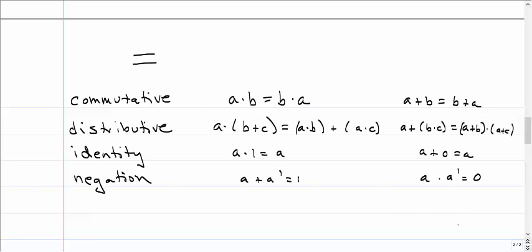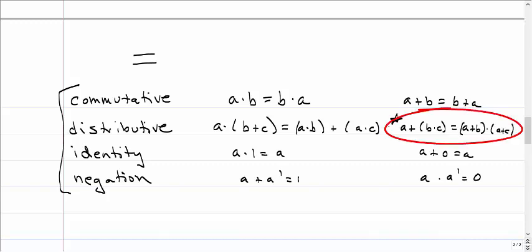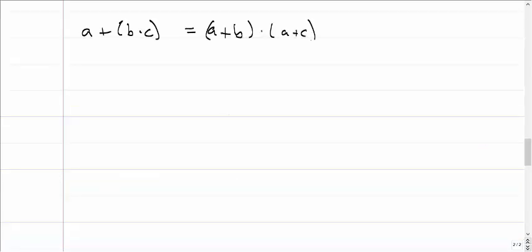To be able to simplify circuits, what we want to do is prove that these four properties hold: the commutative property, the distributive property, the identity property, and the negation property. Let's look at this one and show how we would prove this. We'd want to build a truth table for the left-hand side and then build a truth table for the right-hand side and show that they are in fact equivalent.